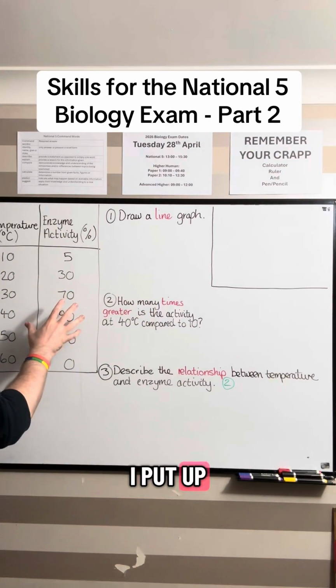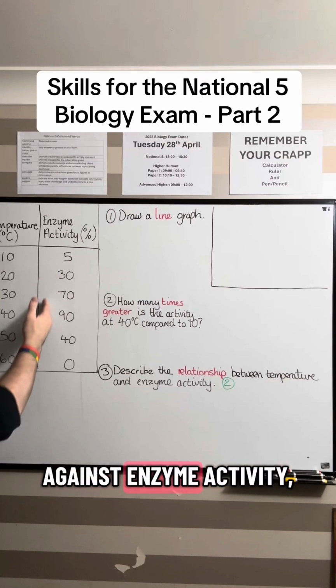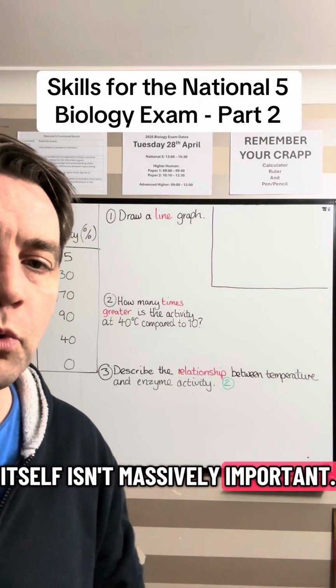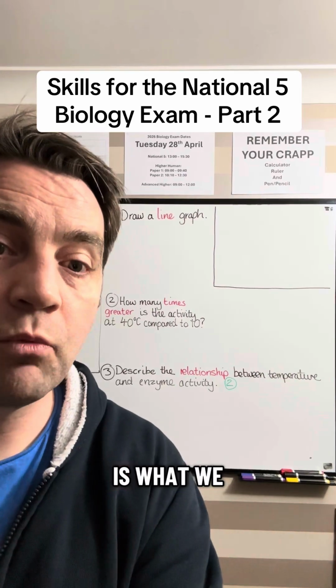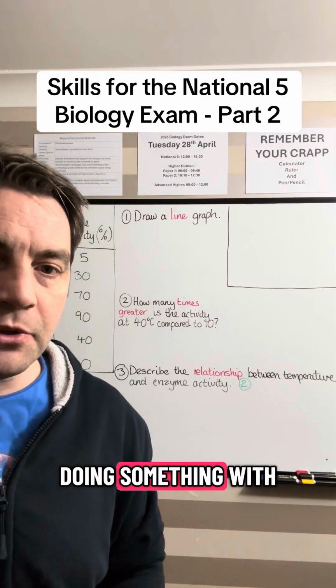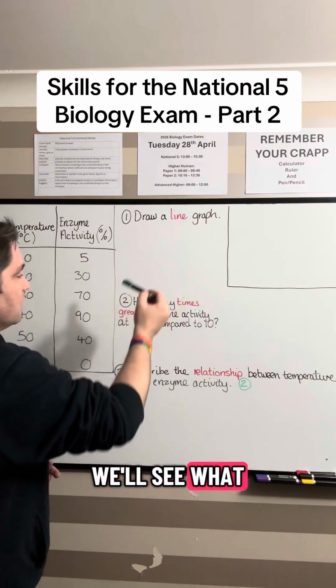So what I've done is I've put up a set of data here. This is a typical set of data for temperature against enzyme activity, for example, okay? Now the data itself isn't massively important. What's more important is what we actually do with that data, you know, the skills that are involved with doing something with it. So we'll have a look at the data first, and then we'll see what the skills are.